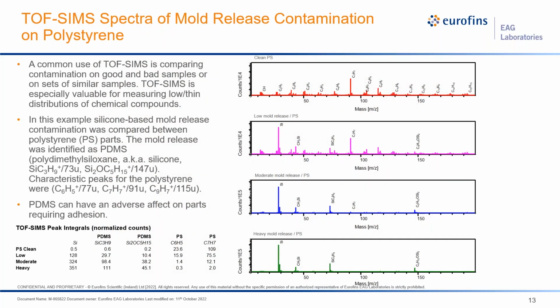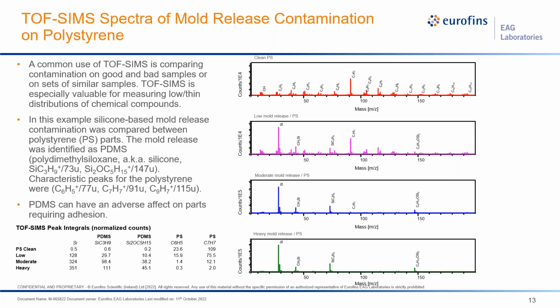The first application of TOF-SIMS is of mold release contamination on polystyrene. A common use of TOF-SIMS is comparing contamination on sets of similar samples, or just simply good and bad samples. In this sample, silicone-based mold release contamination was compared between polystyrene parts.